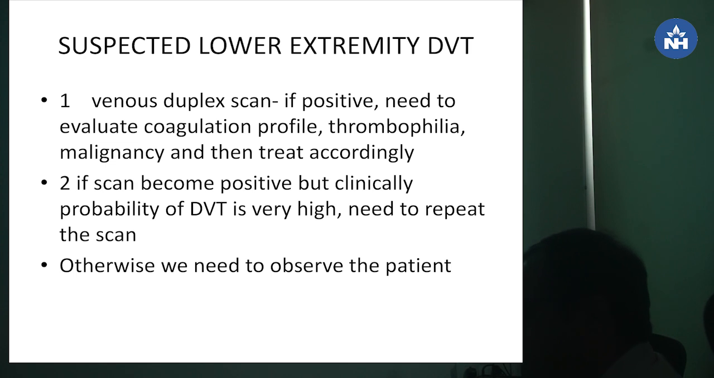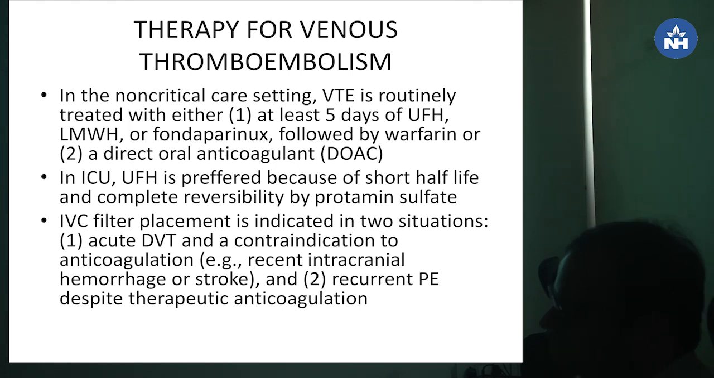If we suspect lower extremity DVT by Wells score or clinical picture, then we have to go for a venous duplex scan. If it is positive, we need to evaluate coagulation profile, thrombophilia, malignancy and treat the cause accordingly. If the scan is negative, but the clinical probability of DVT is very high, then we need to repeat the scan. Otherwise we just observe the patient.